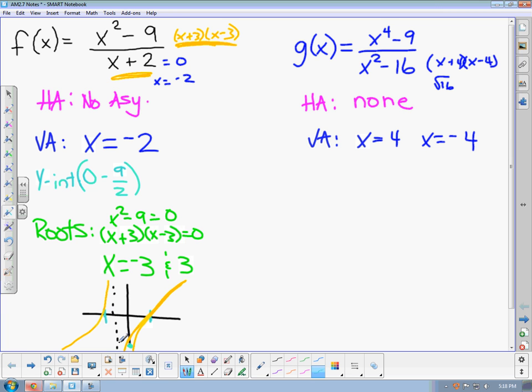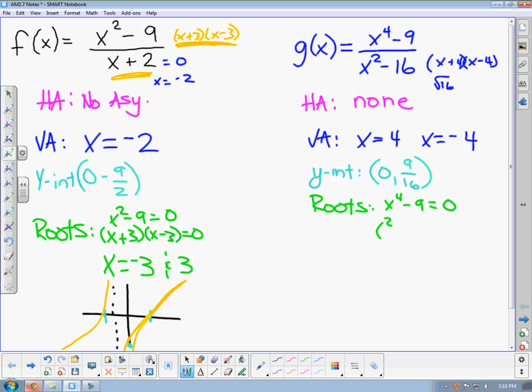The y-intercept would be, if you substitute 0 in, you would get 0, negative 9 over 16. And then the roots, or zeros, or x-intercepts, would be setting the numerator equal to 0.